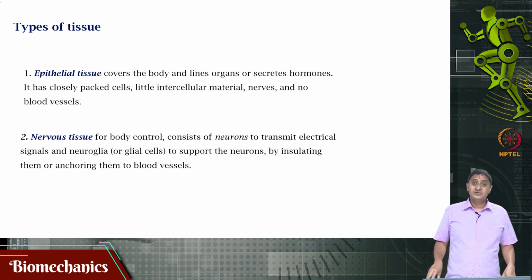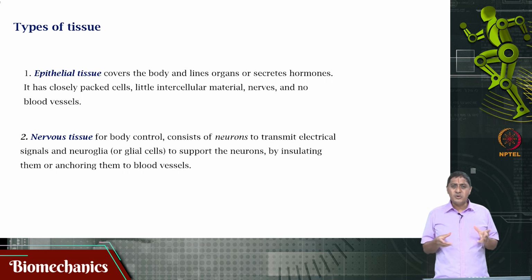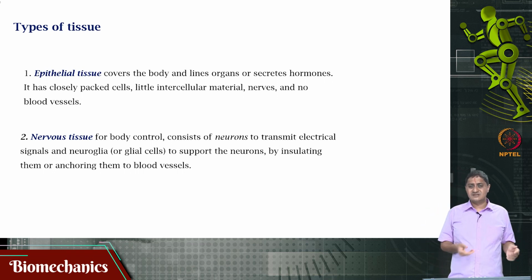Then you have neuronal tissue, or the nervous tissue, for control of bodily functions. They have neurons that transmit electrical signals, and neuroglia, a type of glial cell, which cover and insulate the neurons, anchoring them and attaching them to the blood vessels. So, they act as a mode of communication between the blood vessels and the neurons. These are called nervous tissue.